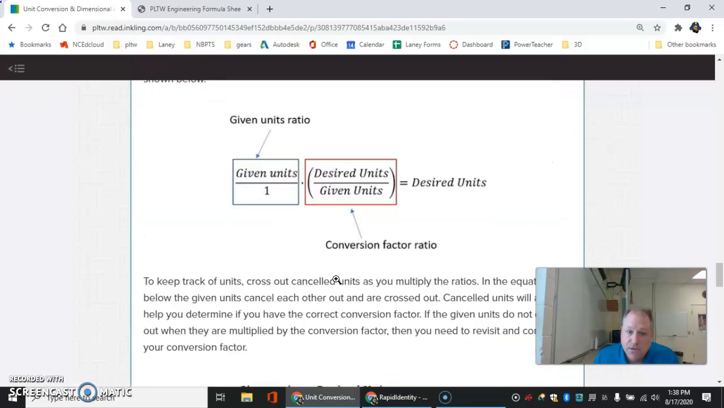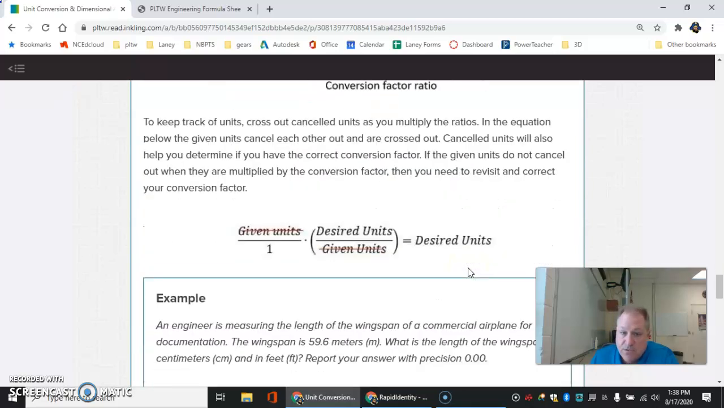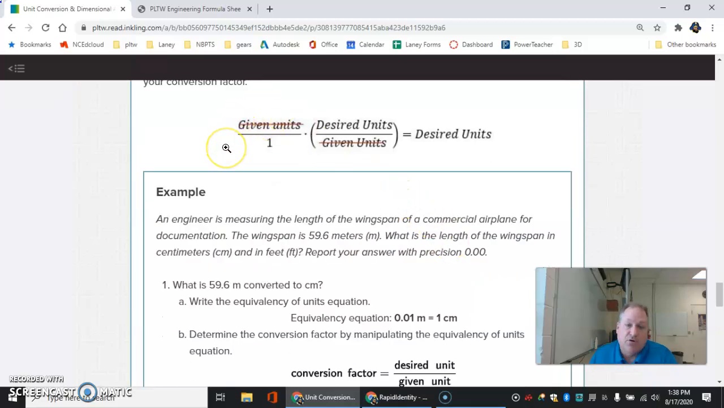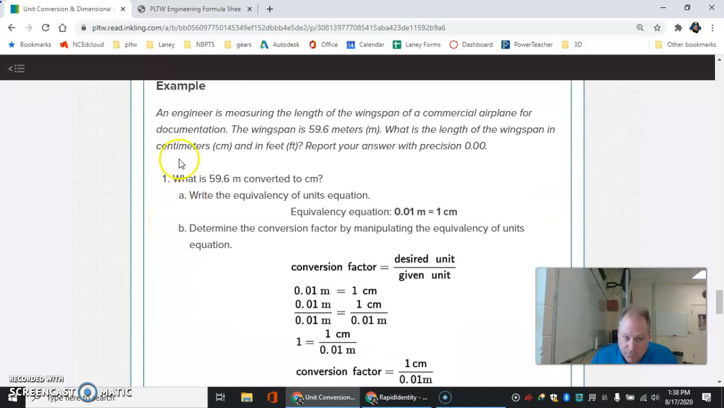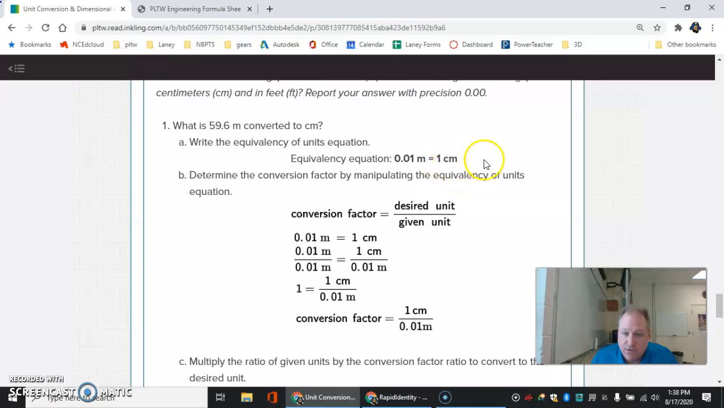So the equation can always be set up with this model. The given units, and it's implied that it's over 1, times the desired over given leaves you with desired units. So given and given are going to cancel each other out, so you only are left with desired units. This is an example of crossing out or canceling out the given units. So going back to our example, we've measured 59.6 meters. We want to convert to centimeters. We're going to a smaller unit, so the number will get larger.